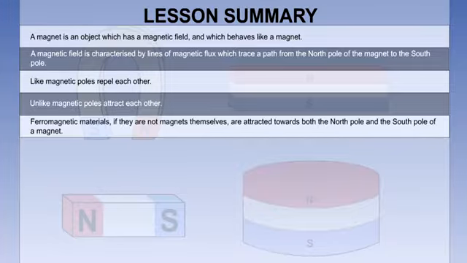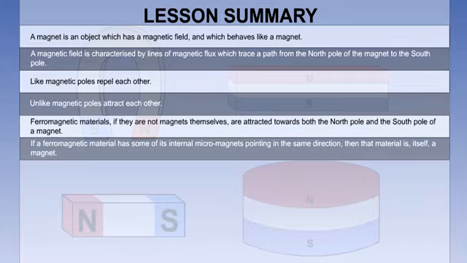Ferromagnetic materials, if they are not magnets themselves, are attracted towards both the north pole and the south pole of a magnet. If a ferromagnetic material has some of its internal micromagnets pointing in the same direction, then that material is itself a magnet.